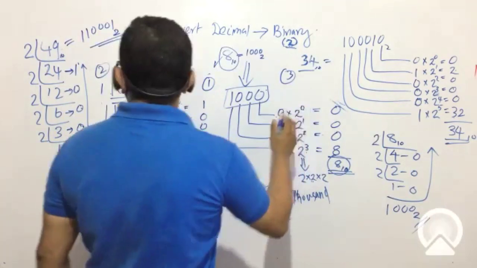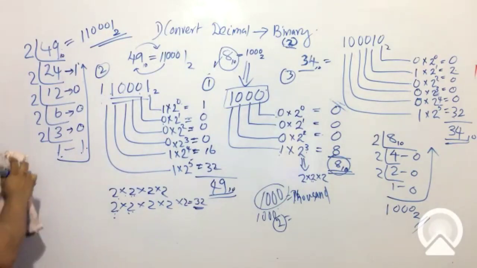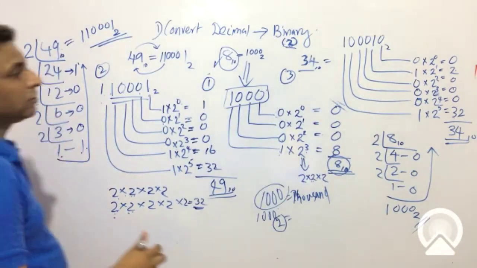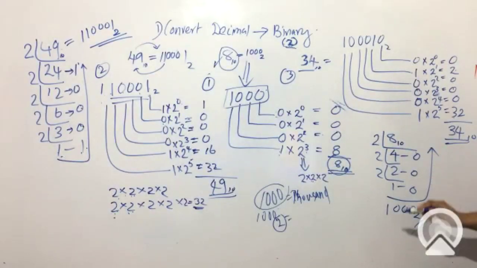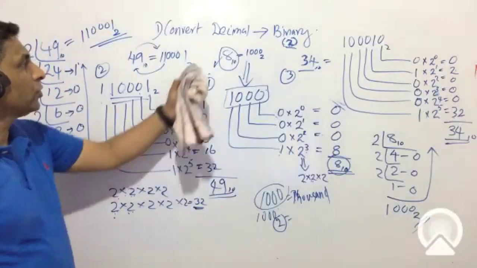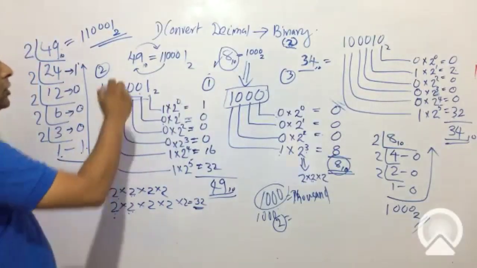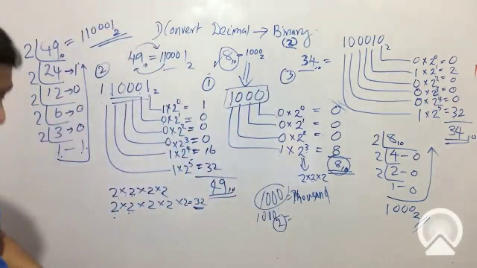Likewise 34 and 49, where we got stuck. Mahesh, you write this down. Did you get this? Yes, sir. That's one example. Likewise, you try 34 and 49 as well. You should get these two answers. Do the division and check.